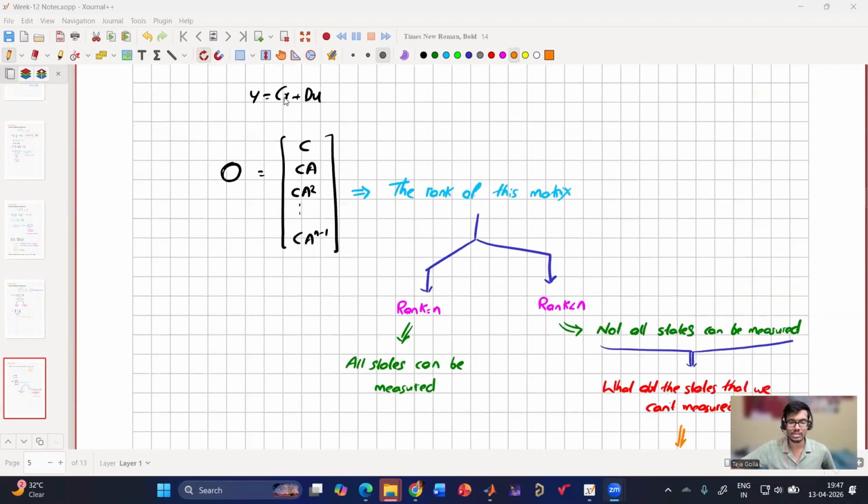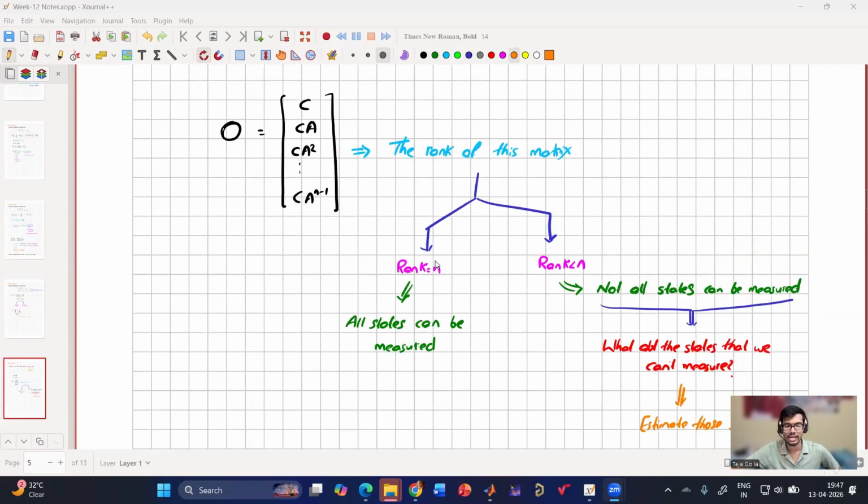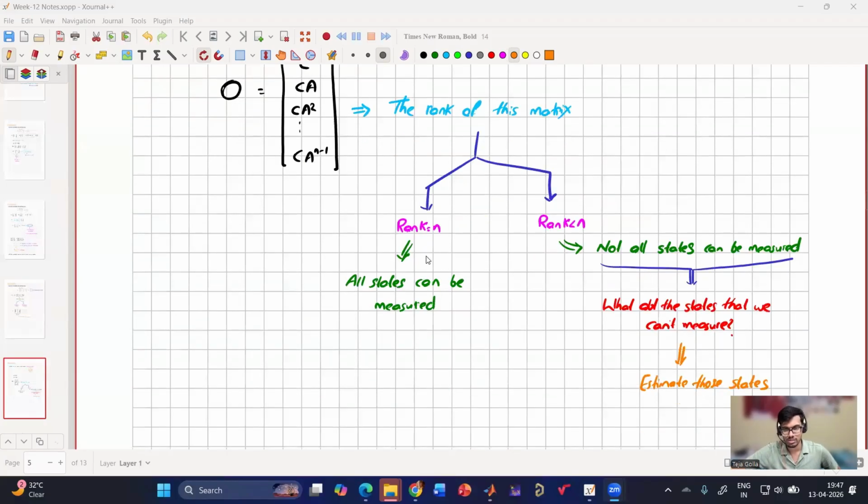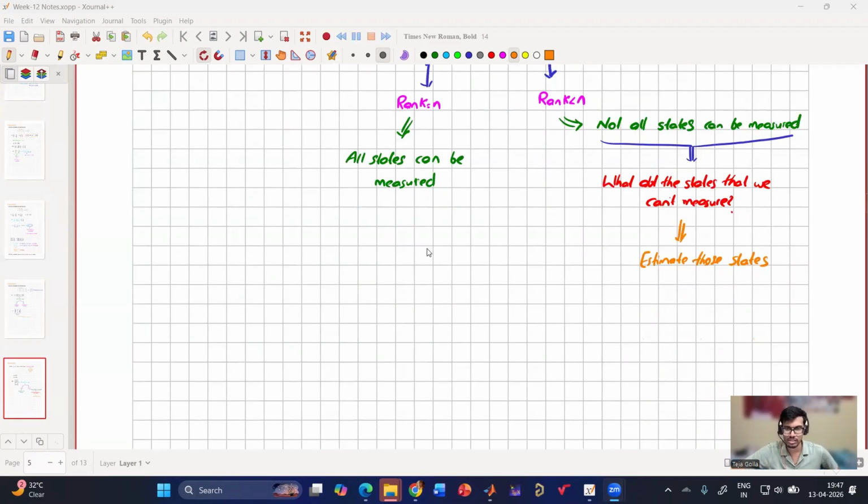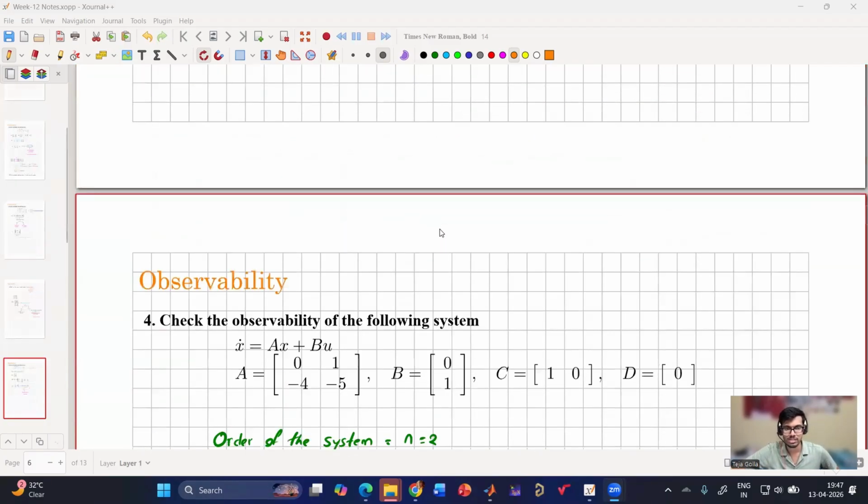And the observability matrix is given by C, CA, CA square, and so on, up to C into A to the power n minus 1. Again, if the rank is n, all the states can be measured. If it is not, then we have to estimate the states, and using the observer as well as estimator, we can design the overall controller, observer based state feedback.